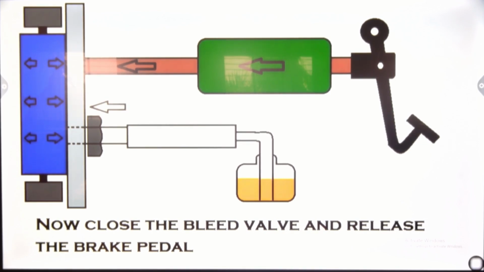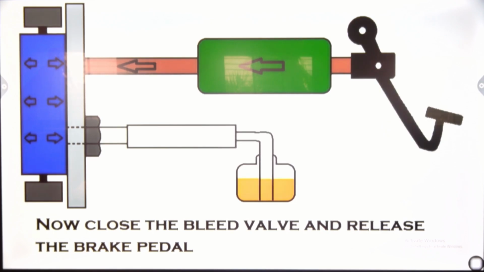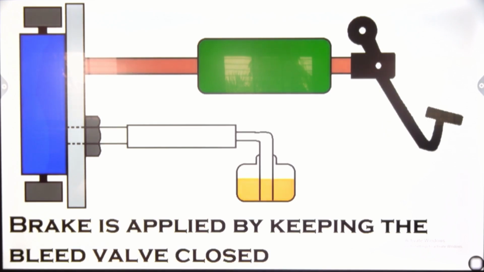Again close the bleed valve and release the brake pedal. Now after releasing the air, you can close the bleed valve. Now the bleed valve is closed, the brake pedal is released. All the fluid is there in the brake drum, moving to the master cylinder.